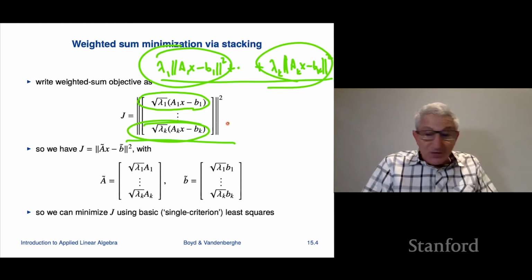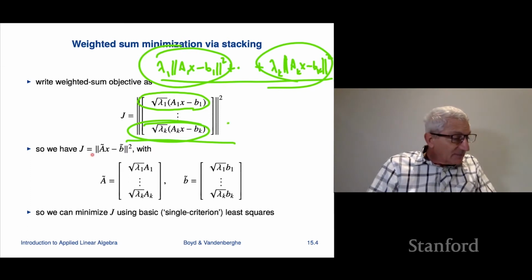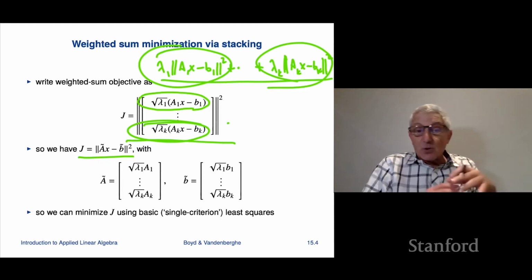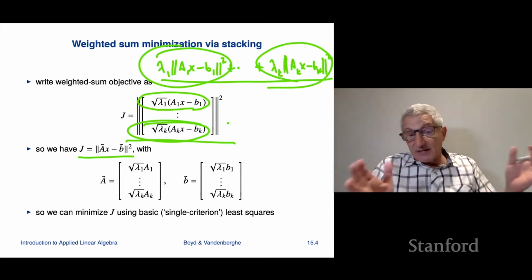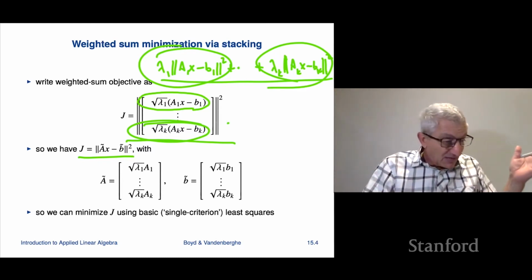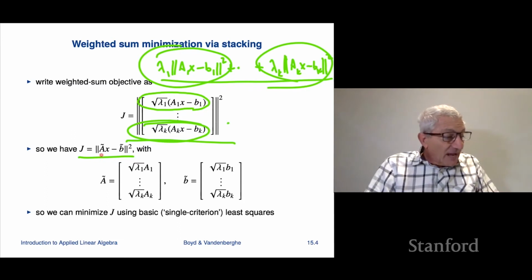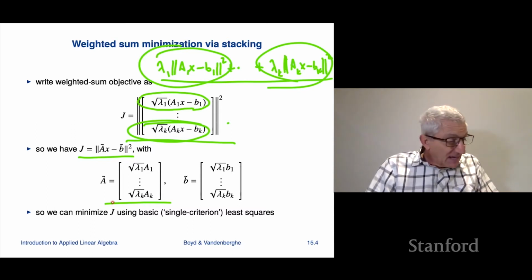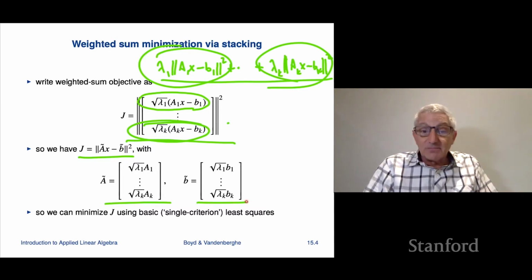Now I'm going to write this objective simply as a least squares objective. I'm going to say that J, which is our weighted sum multi-criterion least squares problem objective, I'm going to write it as norm A tilde x minus b tilde, where A tilde and b tilde are obtained by stacking the original data and applying the square root of the weights, right? So this is A tilde and that's b tilde. So it looks like that.